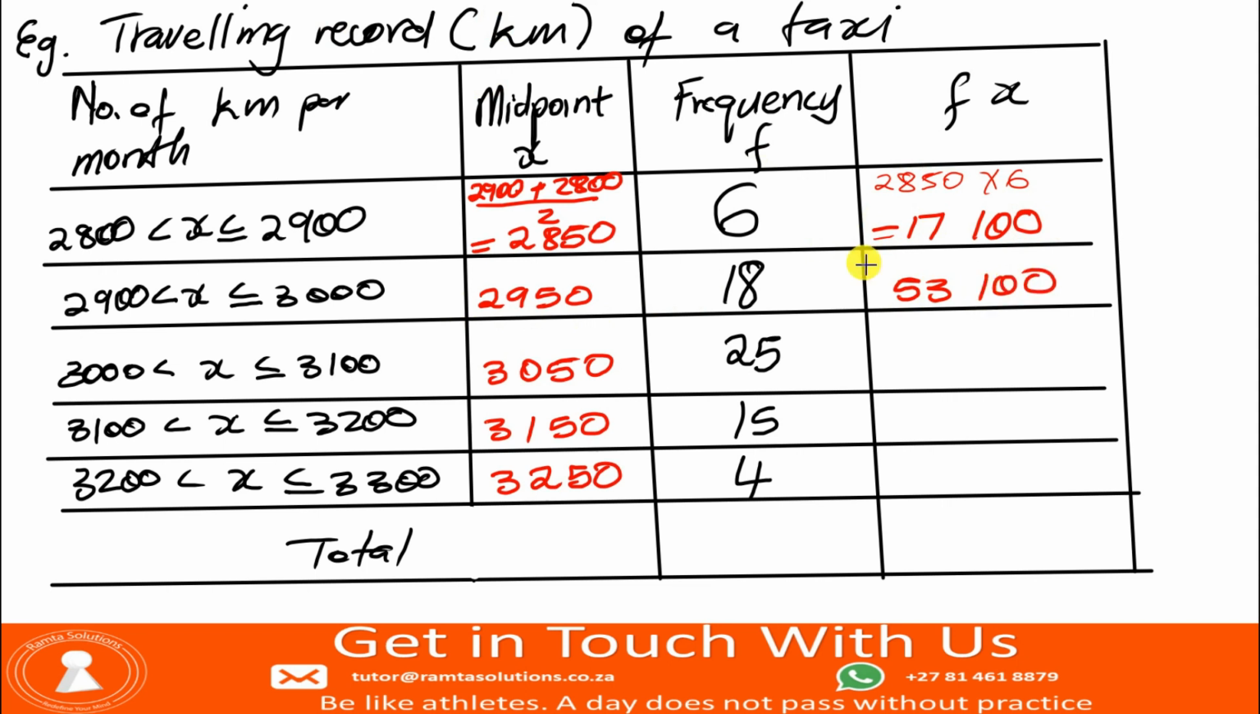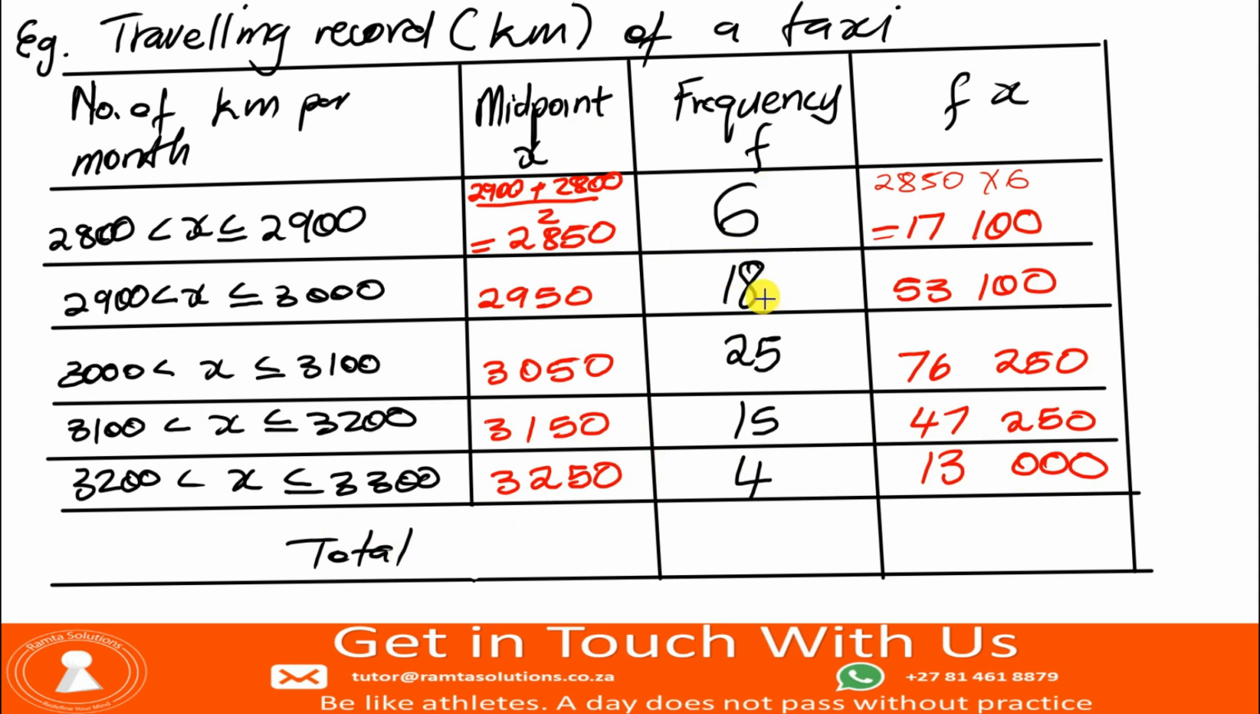25 multiplied by 3050 is 76,250. 15 multiplied by 3150 is 47,250. 4 multiplied by 3250 is 13,000. Okay. Now, as you can see, we have added totals.